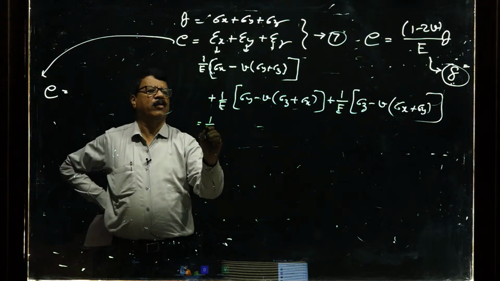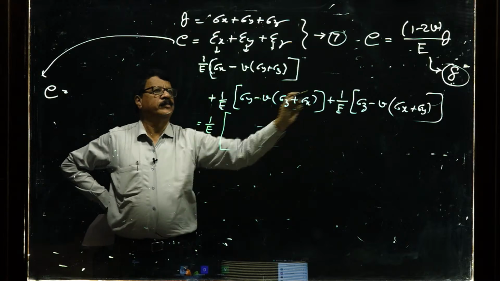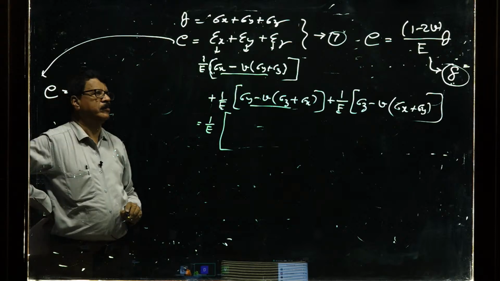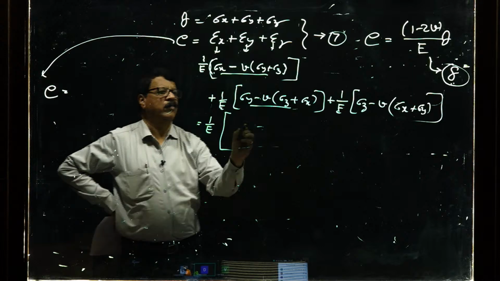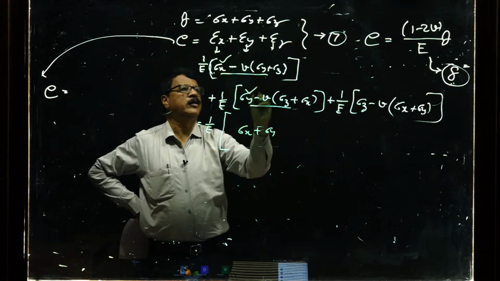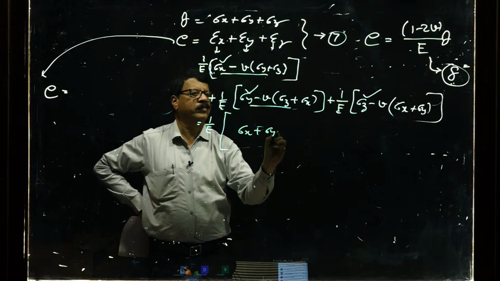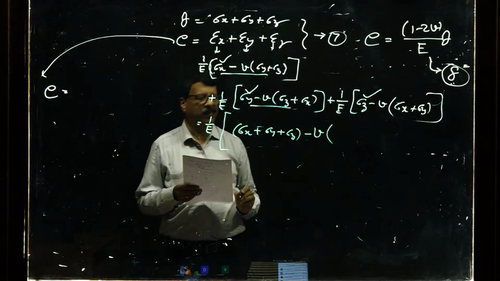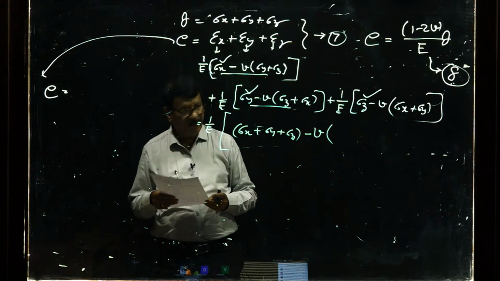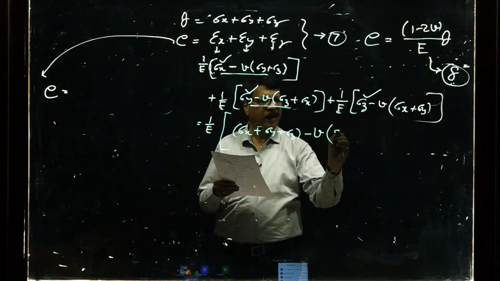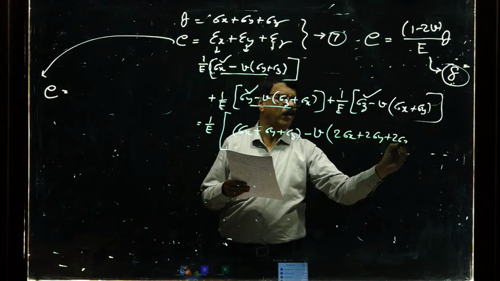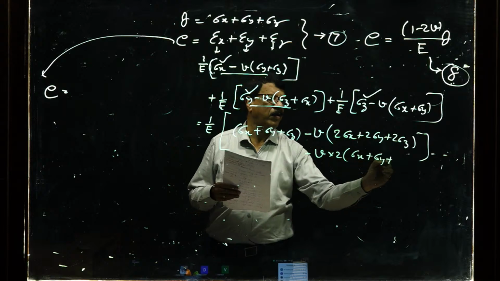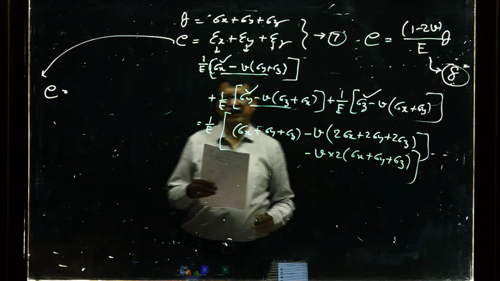Keep the 1 upon E common overall. And if you write this inside, this thing, this thing, this thing, and this is, and this we took as common. Understood?